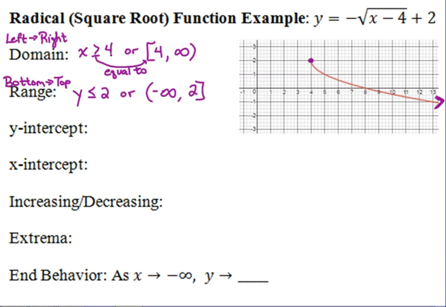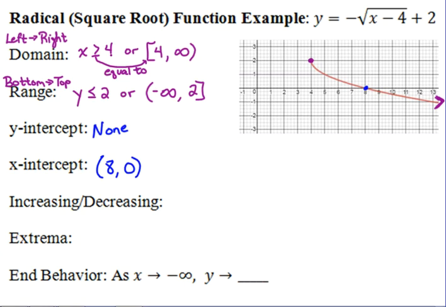All right, y-intercept. Do we cross the y-axis? No, we have none. That is possible. You don't always have a y-intercept. You don't always have an x-intercept. Now this one does have an x-intercept. It does cross the x-axis at positive 8. And we do want to list that as a point, (8, 0).